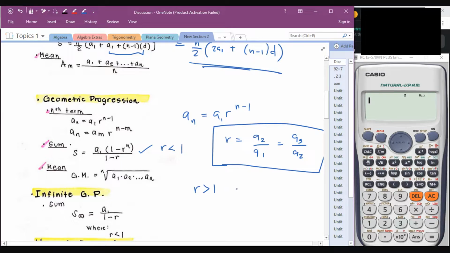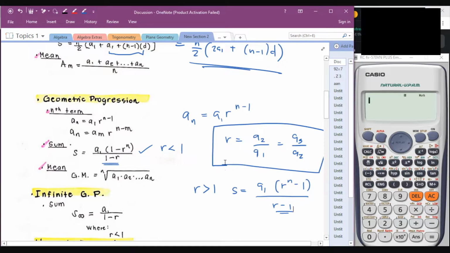R is greater than 1: the sum is equal to A1 multiplied by R raised to N minus 1, over R minus 1. Why? The divisor cannot be 0 or negative. Okay? It's not allowed. So, that is the right way.